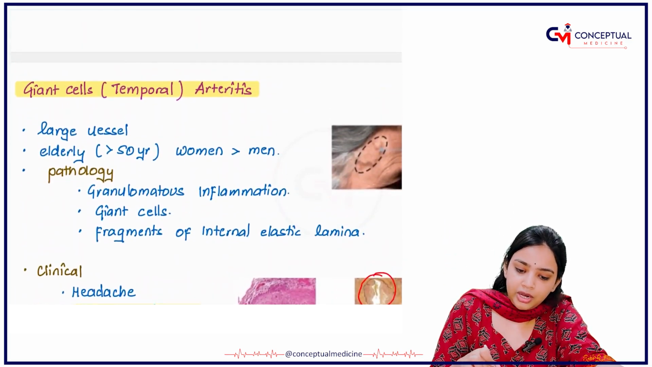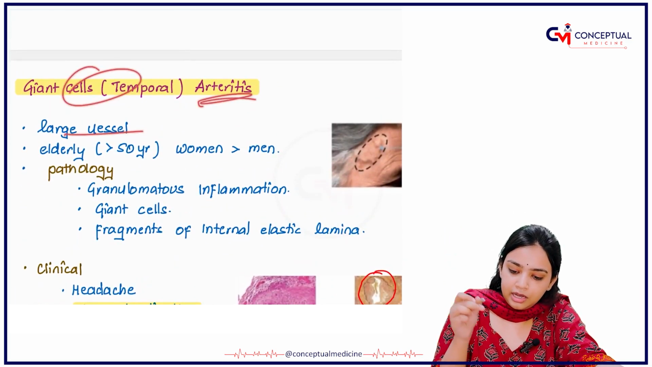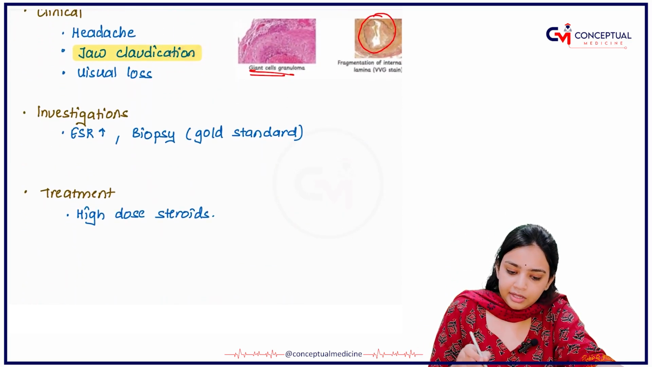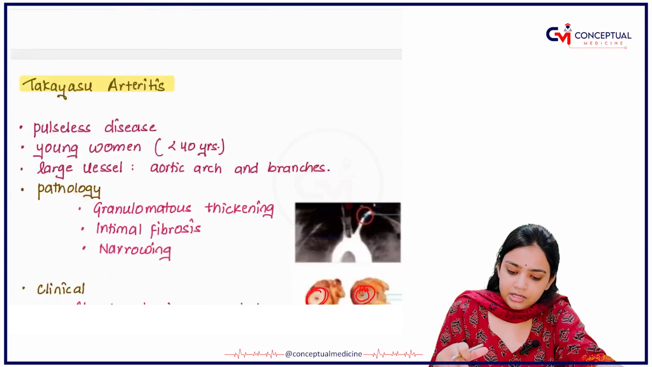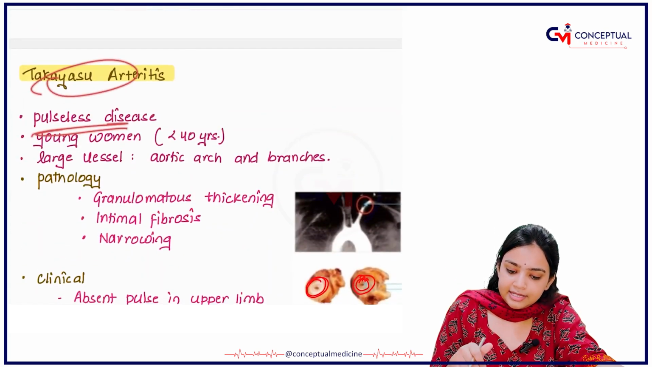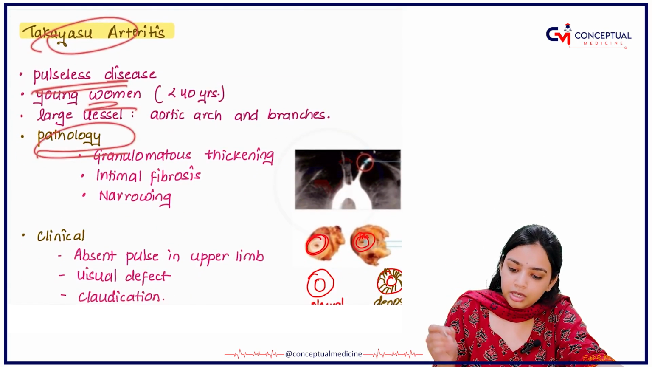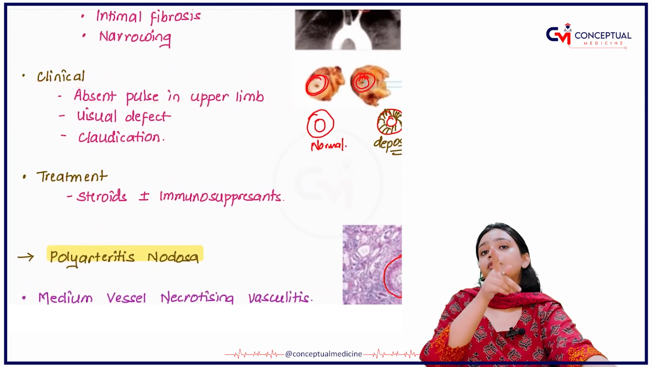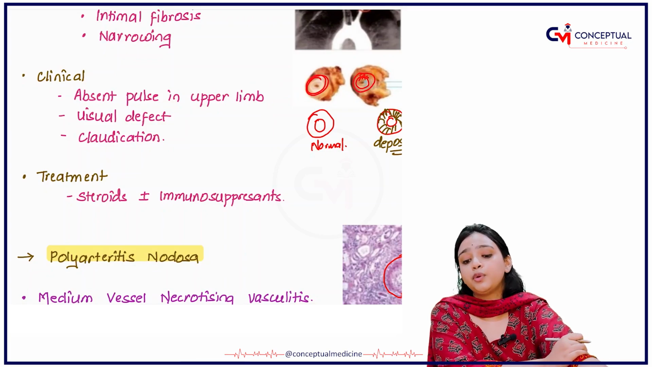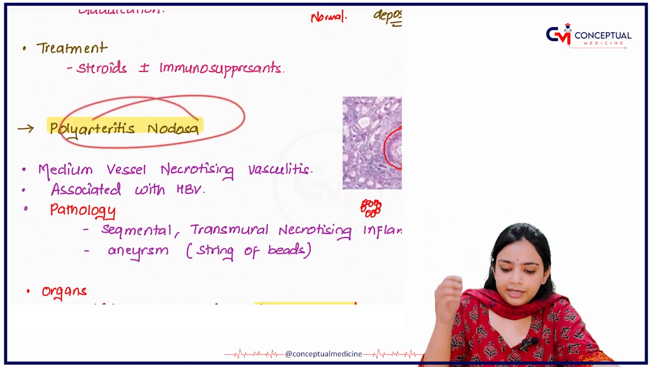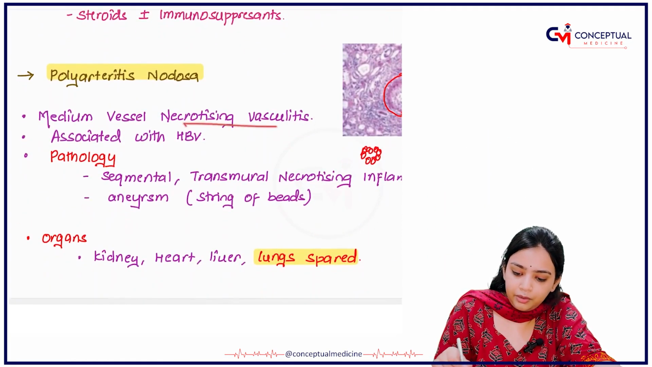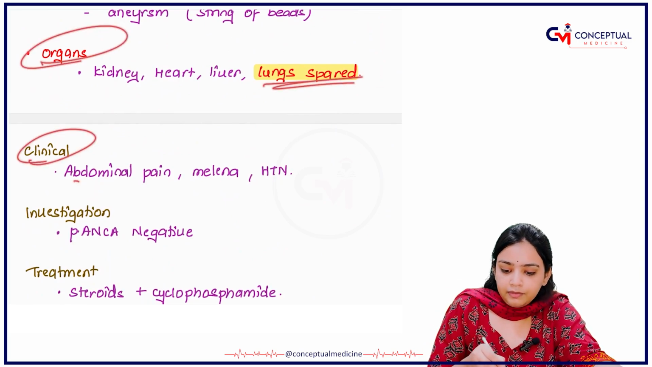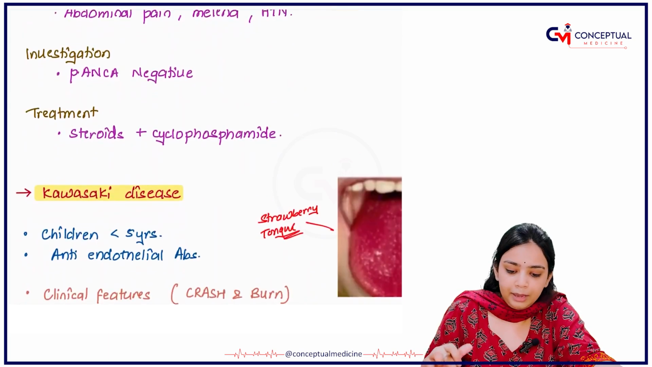Then in the giant cell, temporal arteritis, large vessels, remember this figure. Jaw claudication is very important in this. ESR will be increased. In the Takayasu, it is a pulseless disease seen in young females. Clinical, absent pulse will be there in the upper limb, and you have to tell me what the pulses of the upper limb are. Next, you have the polyarteritis nodosa. In this, you have the necrotizing vessels. Organ which is spared in this, lungs are spared. Clinical, you have the abdominal pain, melena, and the hypertension.